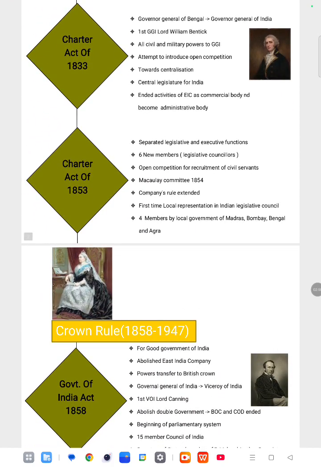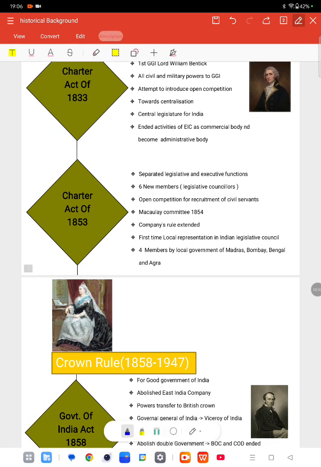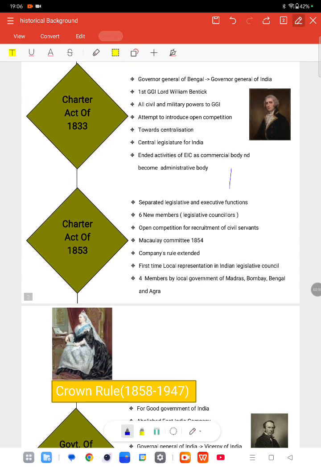Now the Charter Act of 1833 comes into the picture, which says that the Governor General of Bengal becomes the Governor General of India. So the one who was for Bengal will now be considered for India. The first Governor General was Lord Bentinck. Then all civil and military affairs were given to the Governor General of India. Now an attempt to introduce open competition: for the first time they introduced open competition in 1833, and it is towards centralization. It inclined towards centralization in the central legislature of India.